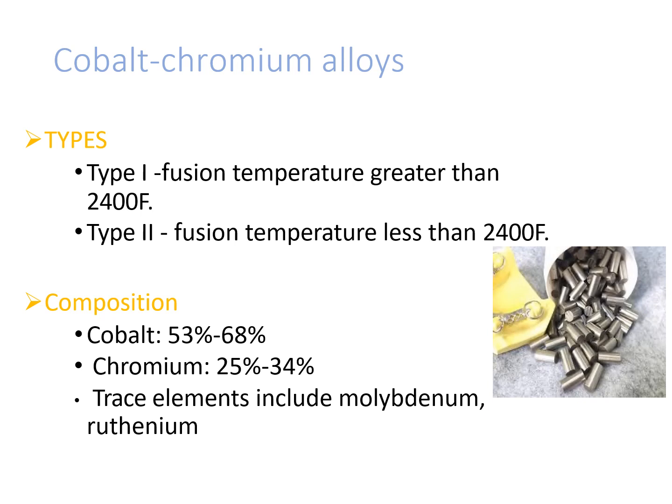The cobalt chromium alloy. It is available in two different types. Type 1, which has a fusion temperature greater than 2400 Fahrenheit. And Type 2, where the fusion temperature is less than 2400 Fahrenheit.